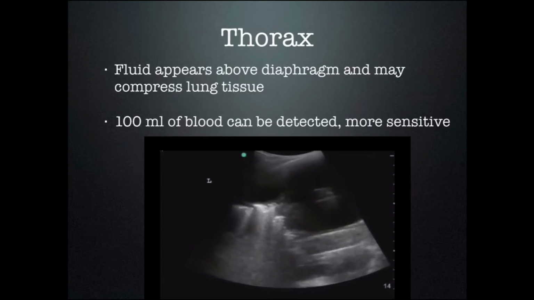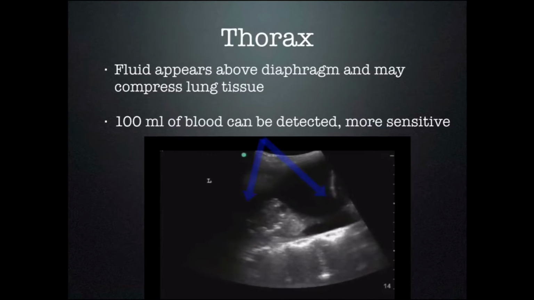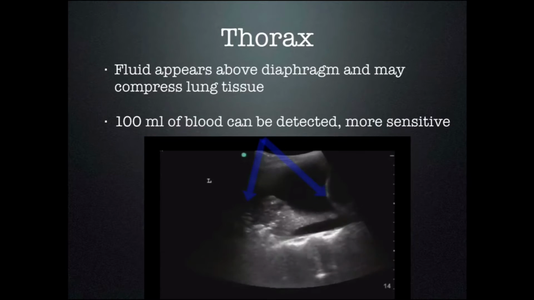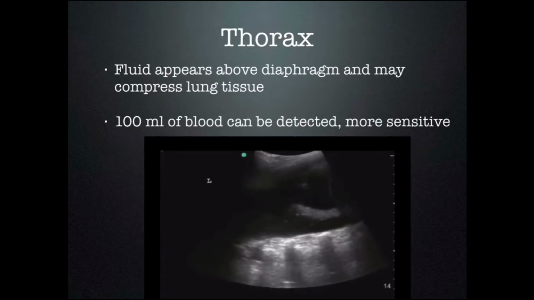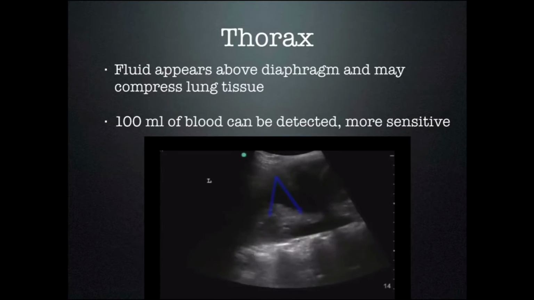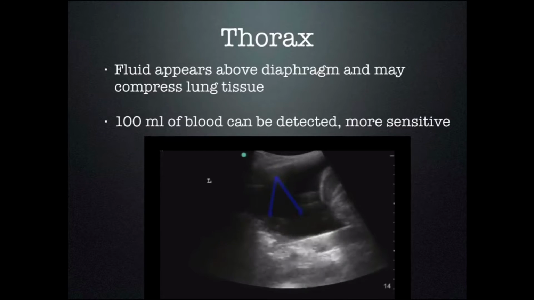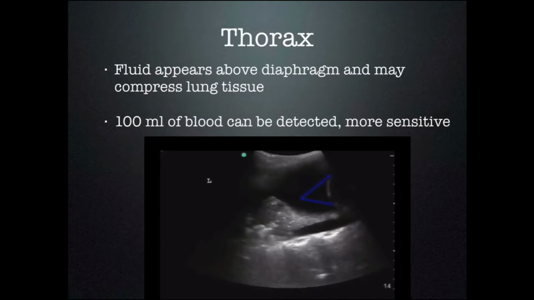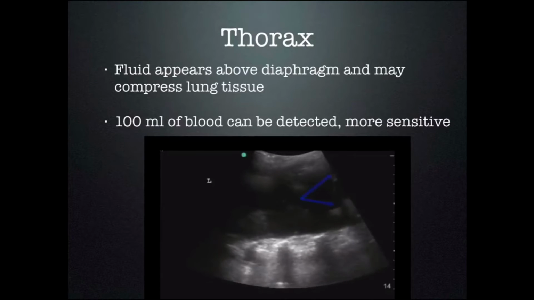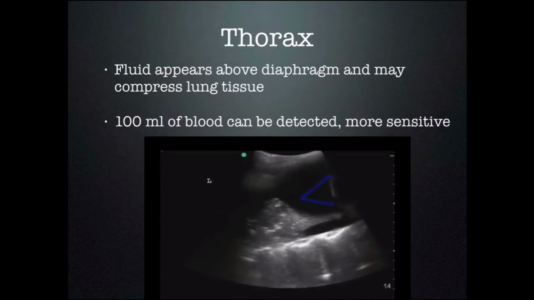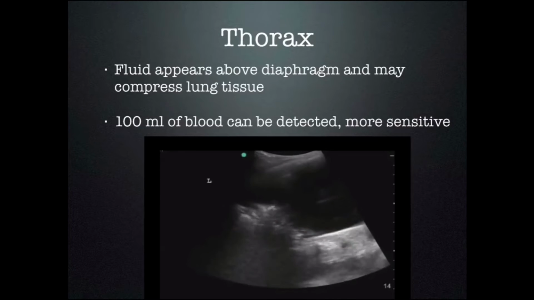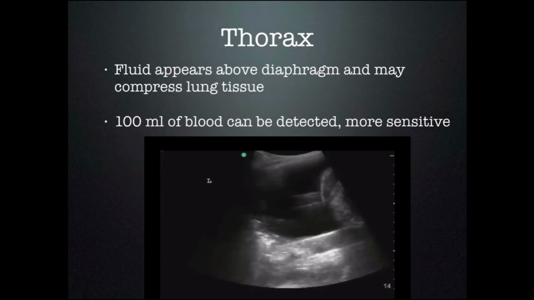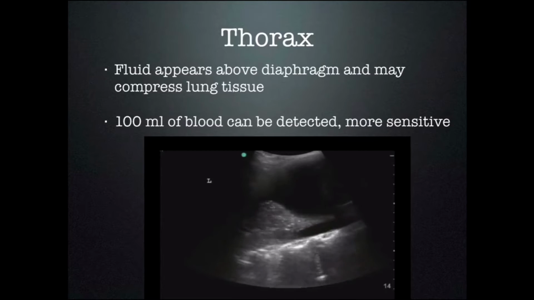Here we see black fluid in the thorax. We assume in the trauma patient this is blood. We can see the hyperechoic stuff in the chest here is actually compressed lung. So the fluid is compressing lung. So this is compressive atelectasis. To the right, we see the dome of the diaphragm and the liver. So all we've done is slide our probe up a couple of interspaces up the ribs, and we can see the chest cavity. Ultrasound can detect about 100 milliliters of blood, so it's very sensitive, more sensitive than a supine chest x-ray.